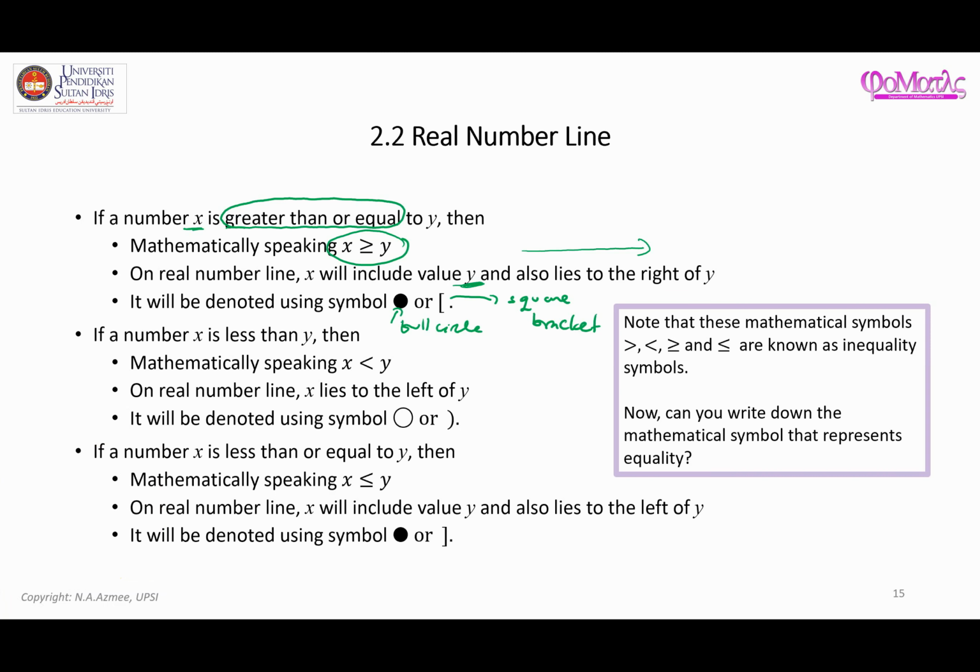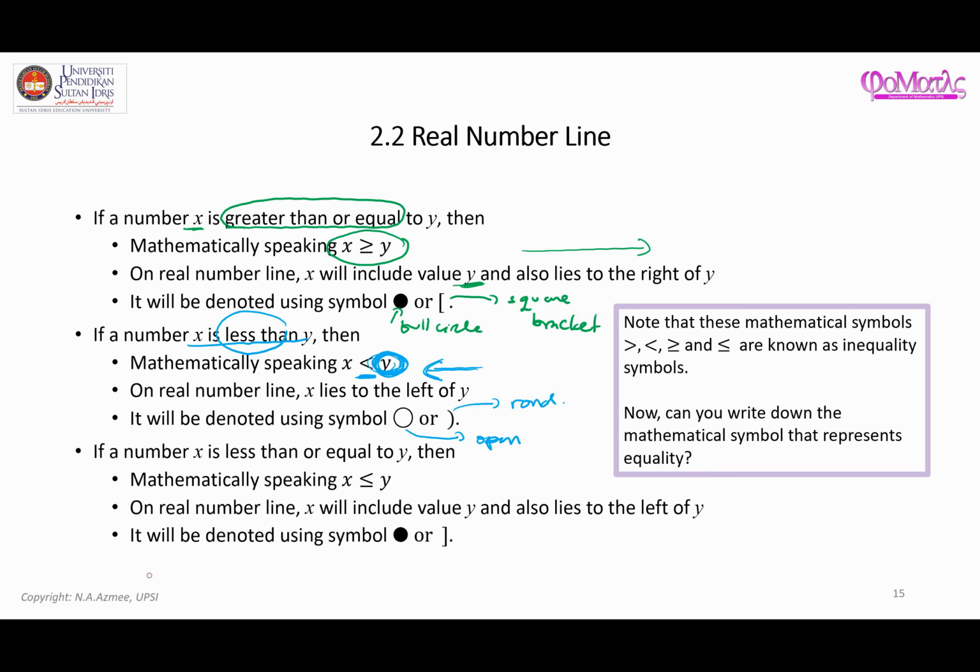Let's say we have a number x that is less than y. The word here is less than, and in mathematical notation it is represented by this symbol, which means you are going to the left of y. Because you are not including y itself, the number is less than y but does not include it. Therefore, on the real number line, you use an open circle, or this round bracket, to denote that x does not include y but just goes in the direction of the left of y.